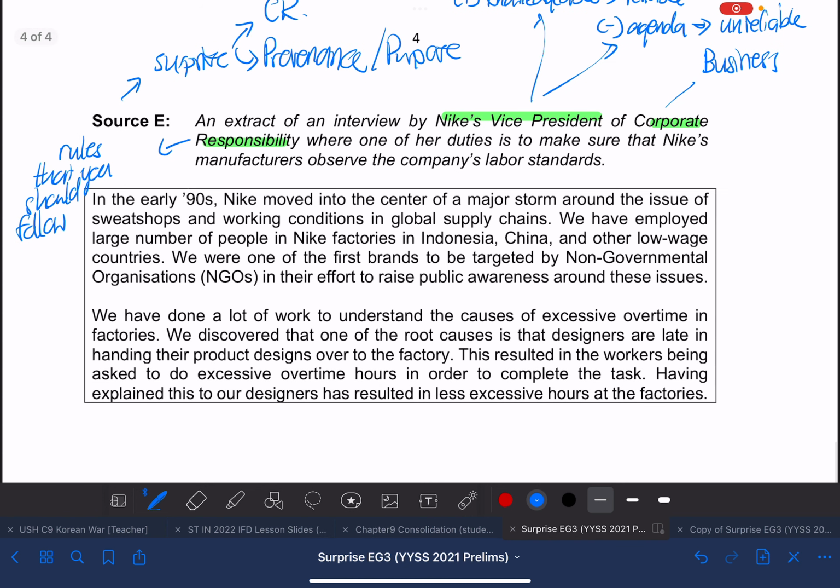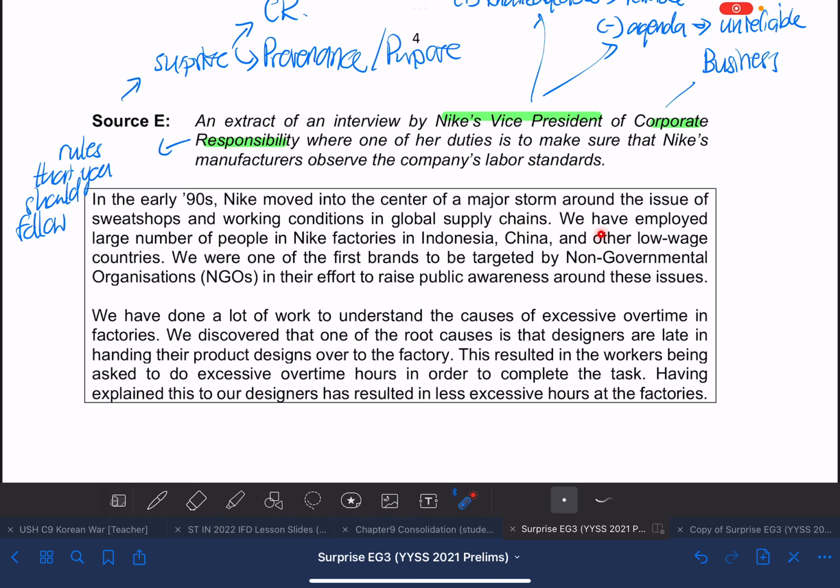Okay, so there are possible ways you can analyze the provenance, and let's try to figure out what might be her purpose here, looking at the content. So this is what she says. In the early 1990s, Nike moved into the center of a major storm. Okay, meaning it became heavily criticized around the world around the issue of sweatshops and working conditions in the global supply chains. This means that Nike was criticized all around the world because apparently the people working in their sweatshops had very poor working conditions.